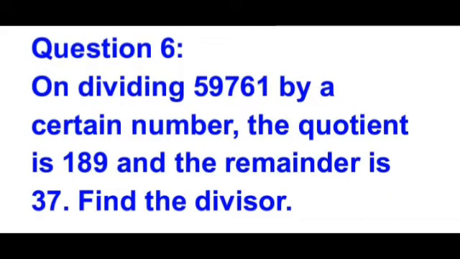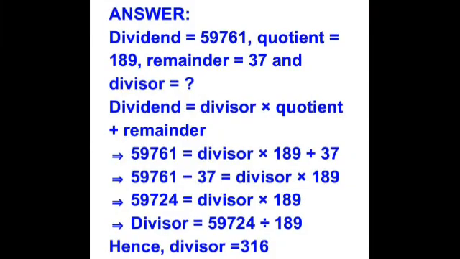On dividing 59,761 by a certain number, the quotient is 189 and the remainder is 37. Find the divisor. So first we will have to write the division algorithm. That is, dividend equal to given, quotient equal to given, and remainder is also given. You have to find the divisor. So dividend is equal to divisor into quotient plus remainder.